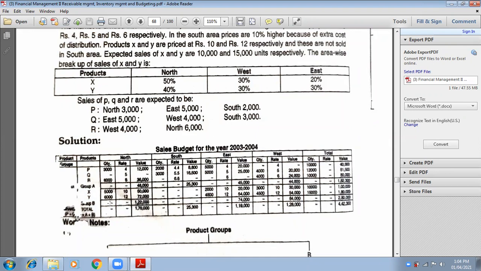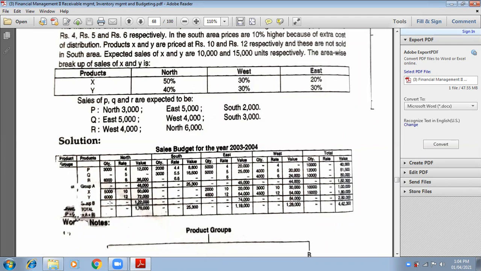Total quantity. 11,000. Very good. And value 50,000 plus 72,000. 1,22,000. Very good. South is not there, so just put nil, nil, nil. Now come to east. 2,000 plus 4,500 is how much? 6,500, isn't it? Yes, ma'am.